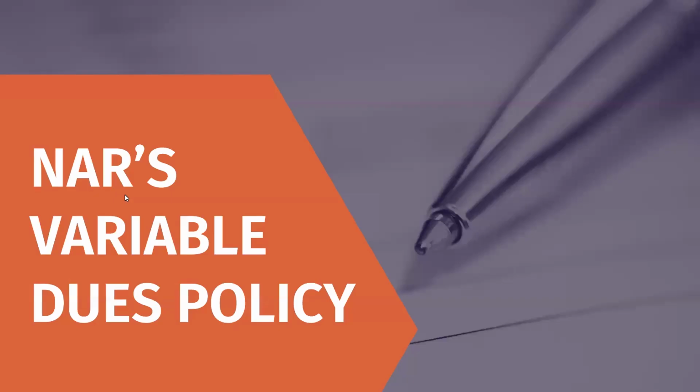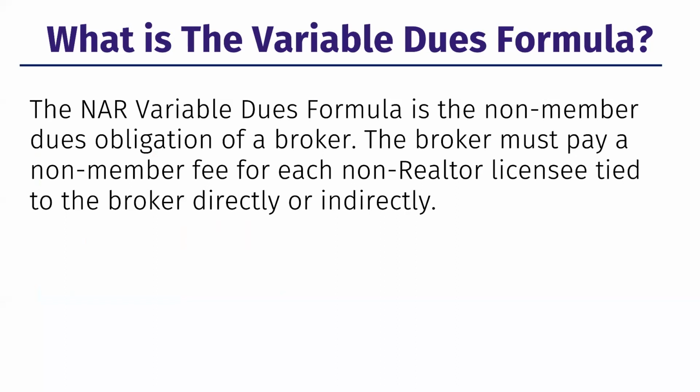So let's talk about the NAR variable dues policy, because everything functions around this policy. The variable dues is probably about 95% of our job, which is 95% of what we do here at C.A.R. So let's talk about that for a minute. The NAR variable dues formula is the non-member dues obligation of a broker. The broker must pay a non-member fee for each non-realtor licensee tied to the broker directly or indirectly.